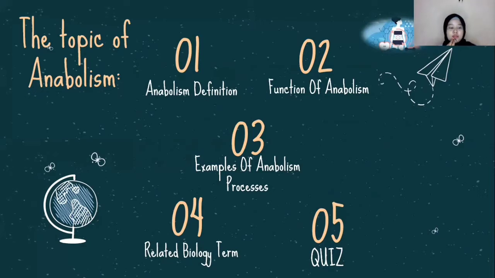The fourth, related biology terms. Catabolism, the set of processes that break down large molecules into smaller ones. Metabolic pathways, a series of chemical reactions in the cell. Macromolecule, a very large and complex molecule. Anabolic steroids, hormones used to treat conditions in which an increase in muscle mass is needed. They are also sometimes abused by athletes. The quiz is last.